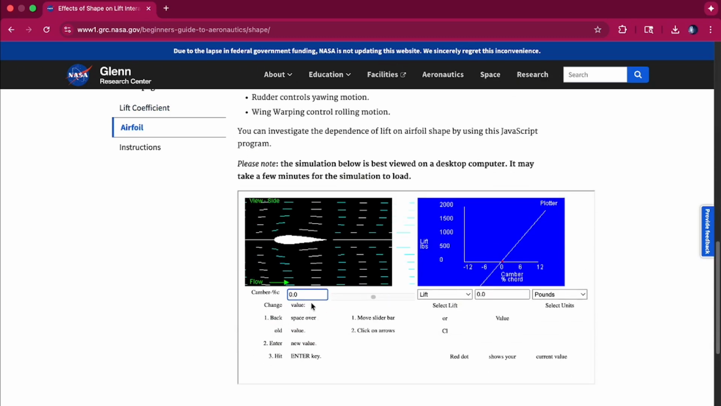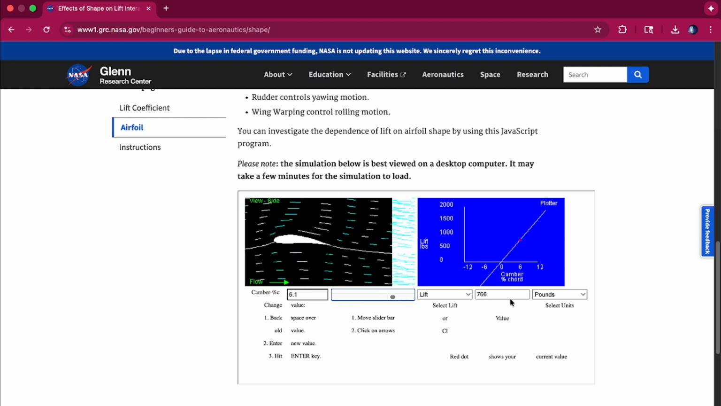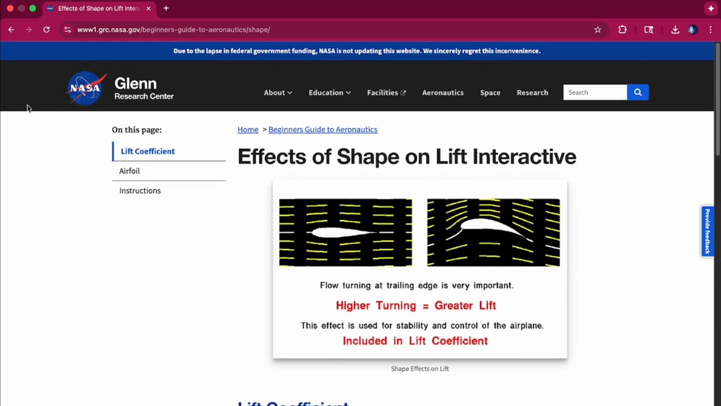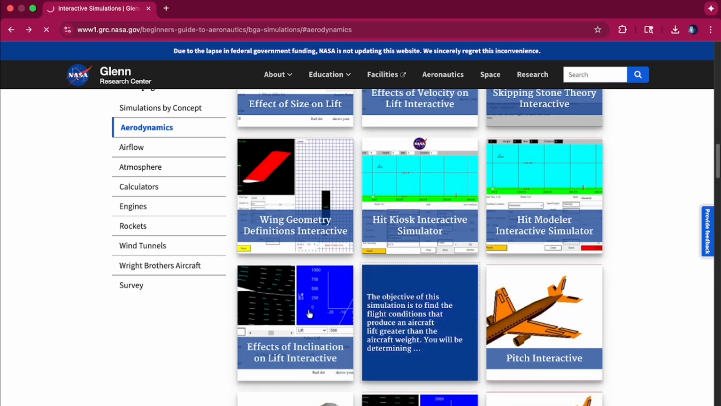Camber line, you can see that if you increase the camber line, the camber and chord lift is essentially linear. It's going up. And we'll put this in newtons. It's doing the same thing, similar to the other ones. So we've gone over a lot of simulators, I know. Let's take a look at one more.